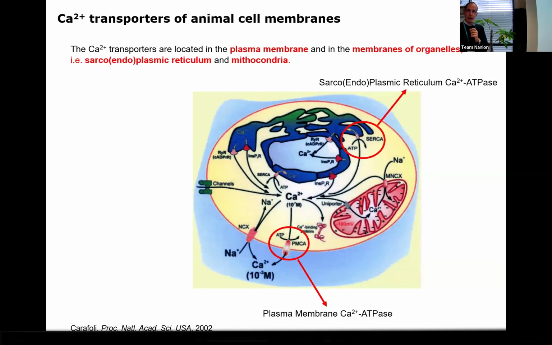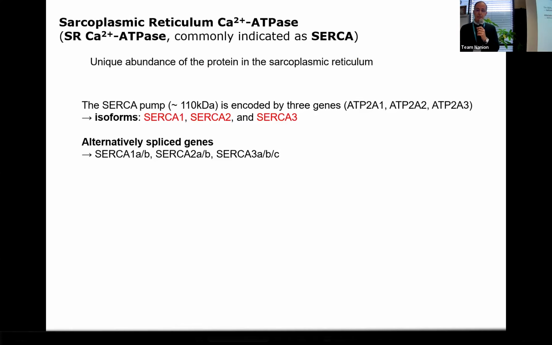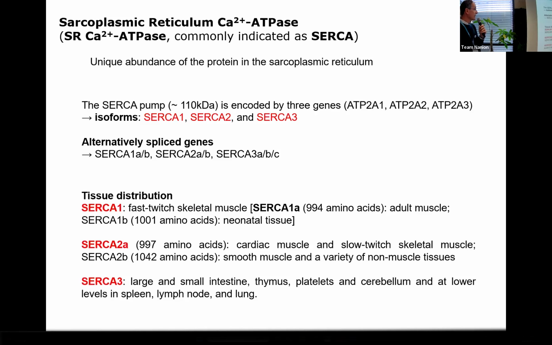Calcium transporters are found in the plasma membrane and in membranes of organelles, such as the sarcoplasmic reticulum, which is the main intracellular calcium storage organelle. The sarcoplasmic reticulum calcium ATPase, or SR calcium ATPase, commonly indicated as SERCA, is encoded by 3 genes. So we have 3 main isoforms with different tissue distribution. In particular, SERCA1A is the predominant isoform in fast-twitch skeletal muscle, while SERCA2A is mainly found in cardiac muscle.